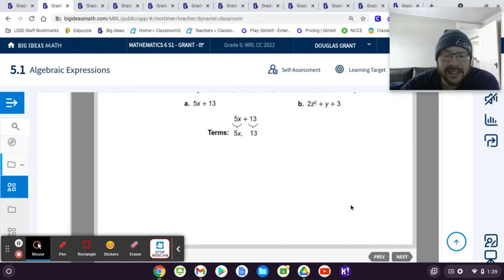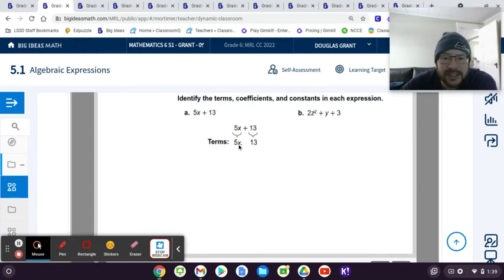All right, what is the coefficient for 5x and 13? You might want to refer to the notes you just took. Okay, the coefficient is just 5. 5 is the coefficient. And 13 is the constant because there's no variable next to the 13. So 5 is a coefficient because there's x next to it. 13 is a constant. It's by itself.